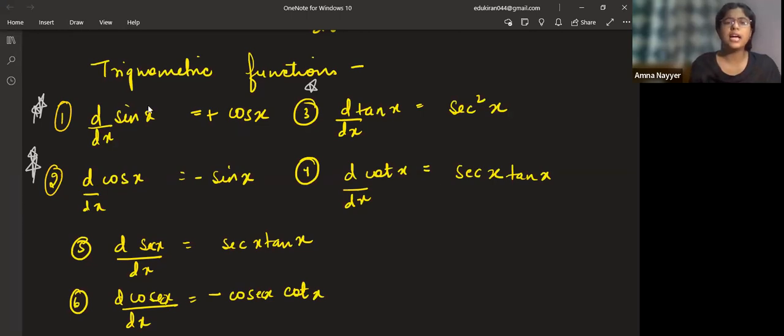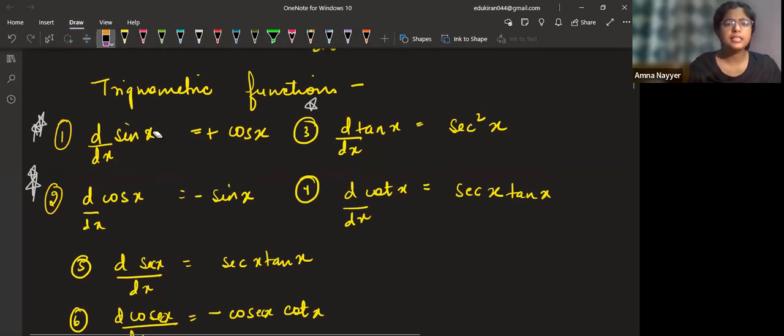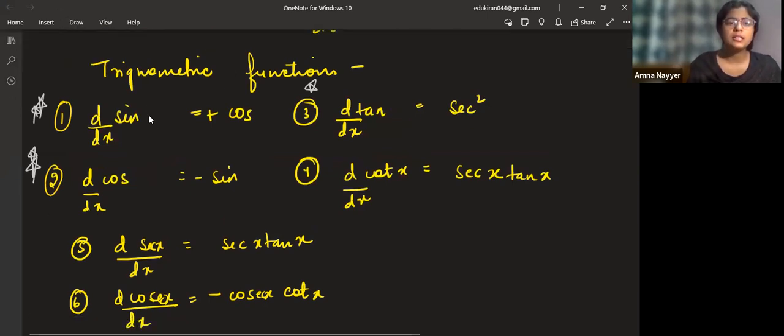Here, instead of theta, I have written x. Let me write it as theta so that it becomes clear that I'm talking about an angle. Otherwise, this will become confusing. d of sine theta will be plus cos theta. Suppose I have sine 30 degree. When I differentiate sine 30 degree, I'll get cos 30 degree. But if I am differentiating cos theta, I'll get negative sine theta. This is easy to remember. At least this part you can remember.